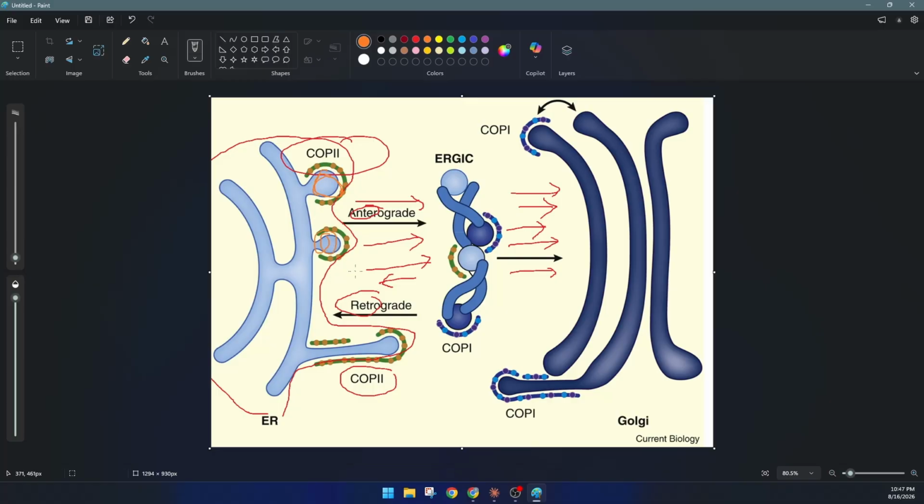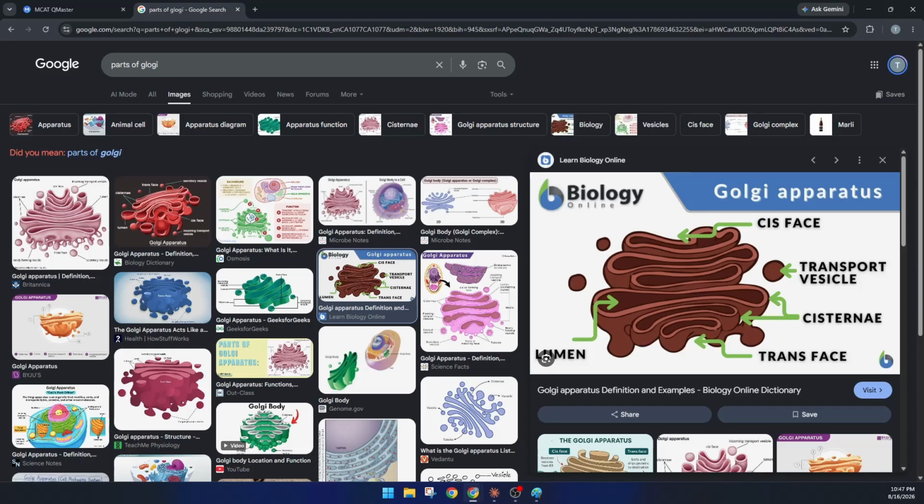The vesicles have a protein complex too, and that's what COP2 refers to. These vesicles are the bubbles with stuff. For COP2, they're moving from the ER to the Golgi, and this side of the Golgi is called the cis face, C-I-S. So there is a cis face and a trans face. I'll go show you that.